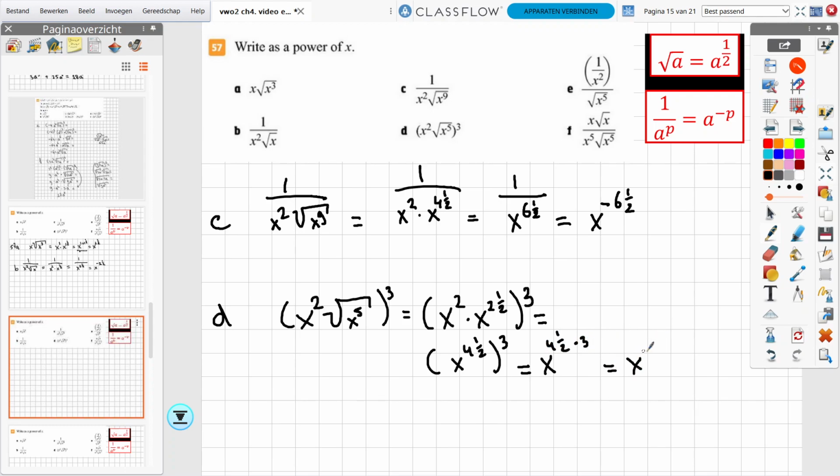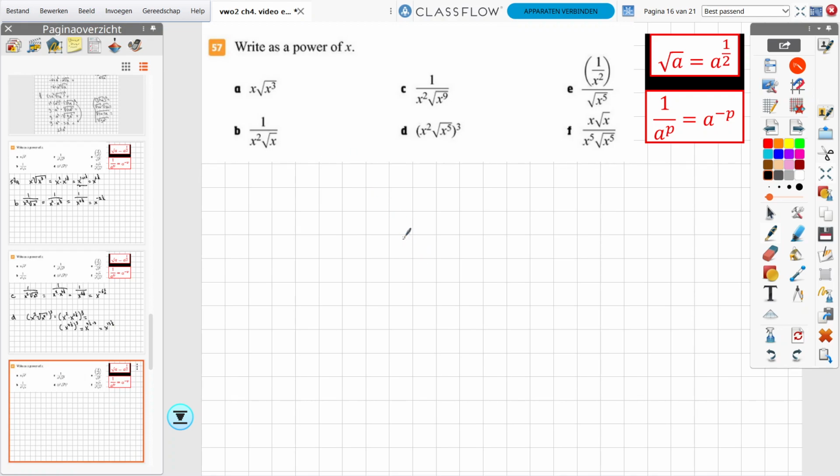So I find 4 times 3 is 12, 3 times 12 is 1.5, so this is x to the power of 13.5. You can also do x squared to the power of 3 is x to the power of 6, and then take root x to the power of 5 to the power of 3, which is root x to the power of 15, is x to the power of 7.5 times x to the power of 6, which is also x to the power of 13.5. That's the other way to do it. As long as you find this, you did something correct, I guess.